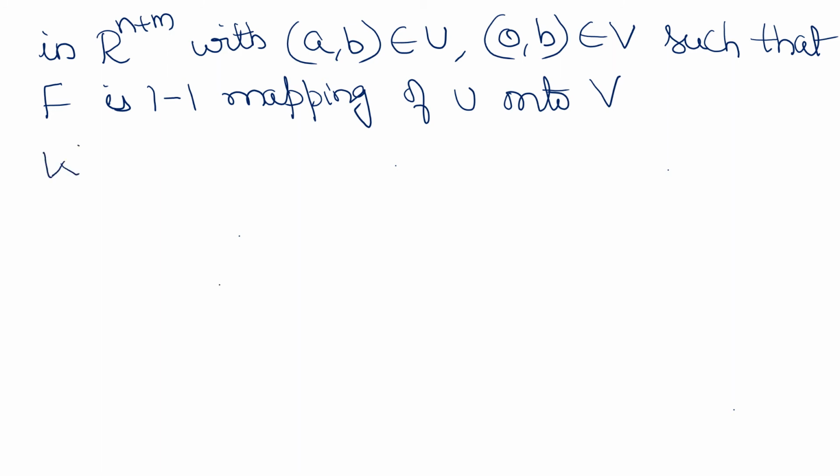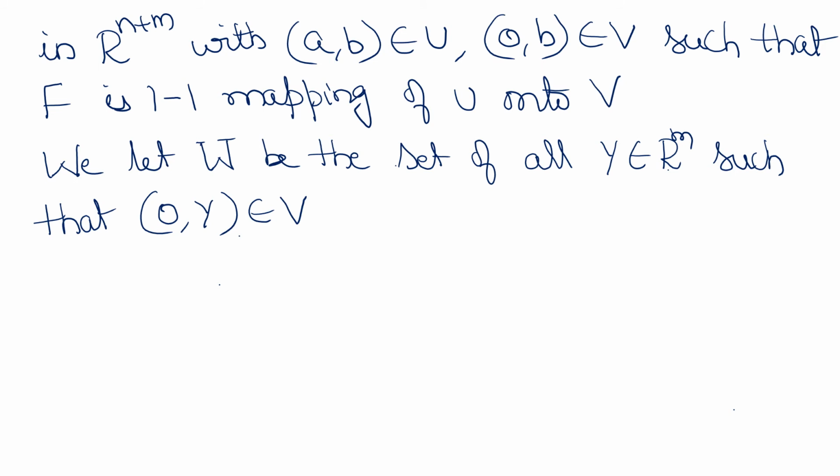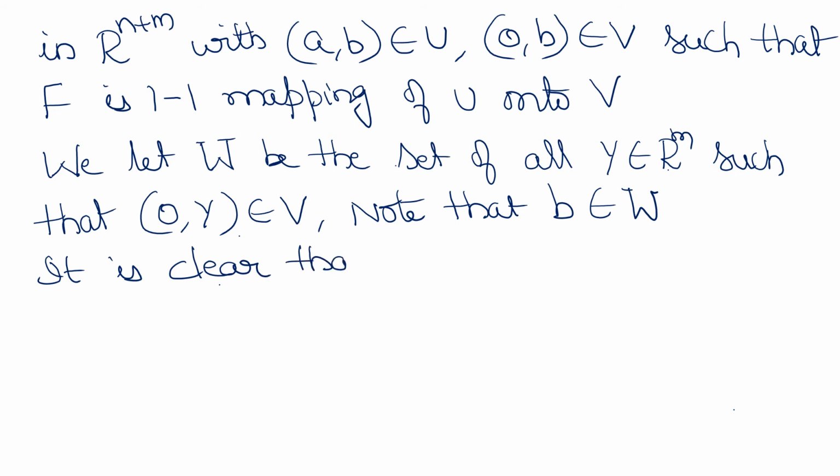So now what we will do is let W be the set of all y belonging to R^m such that, let us define one more set W, such that it contains all the points y of R^m such that (0, y) belongs to V. And please note that b belongs to W. So now it is clear that W is open. Why? Because V is open.